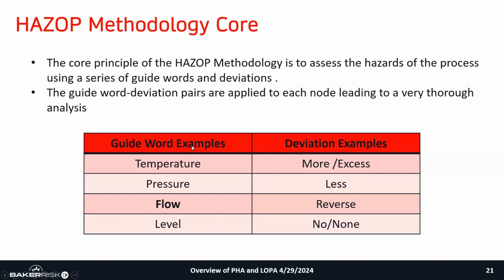So for example, let's choose the guide word flow. Then applying the guide word deviation pair, we would assess, okay, what happens if we have more flow or excess flow? What if we have less flow? What happens if we have reverse flow? What if we have no flow? So it's a very structured approach to make sure all of your guide words and deviations are assessed.